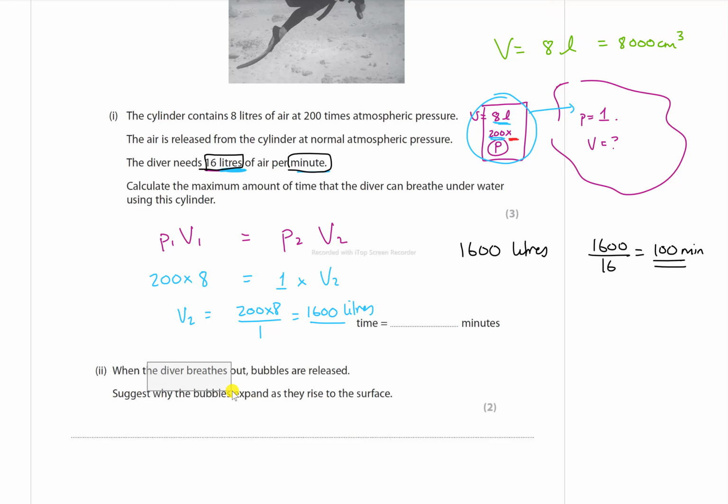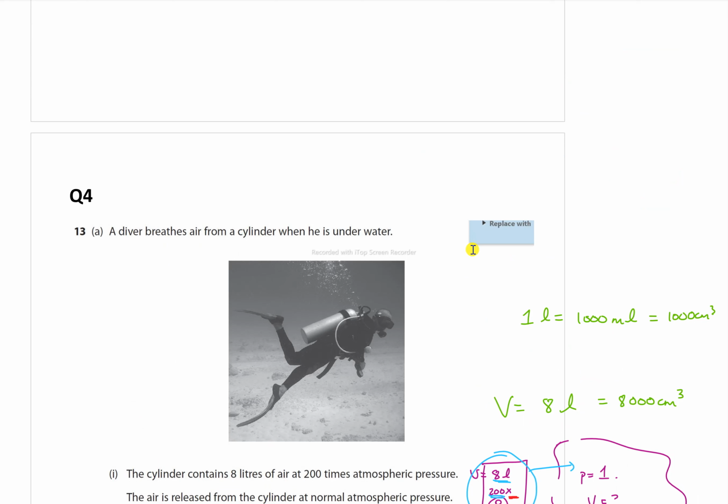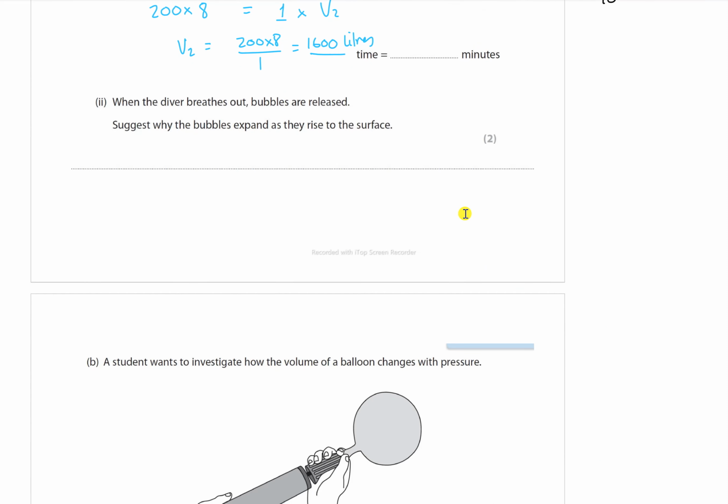Right, when the diver breathes out, bubbles are released. So that's why the bubbles expand as they rise. So what they're saying here is, just say that's the surface. The bubbles are small here, and the same bubble here will expand till it pops here. And why is that? Basically what happens is, as the bubble rises, the pressure decreases.